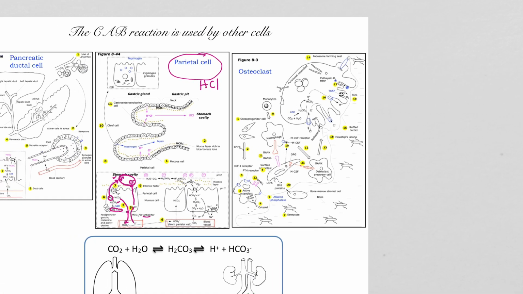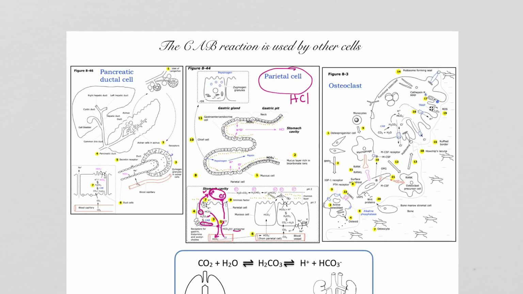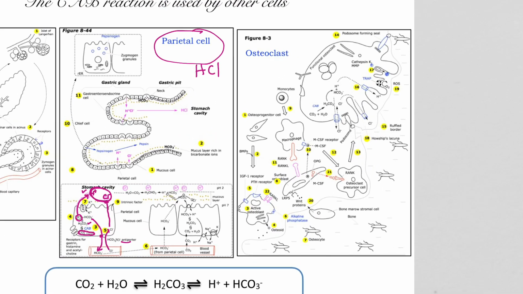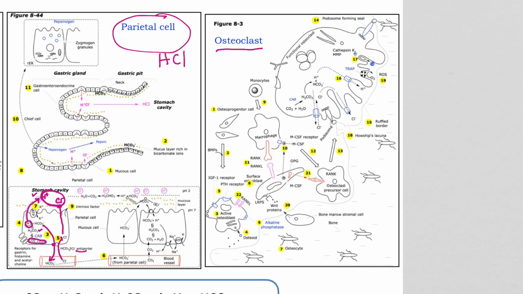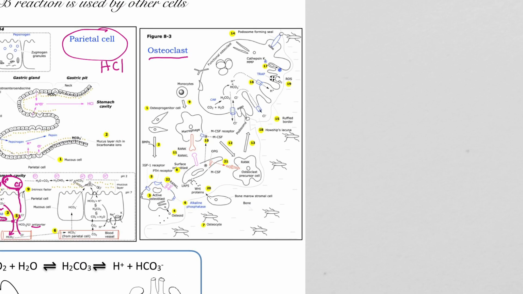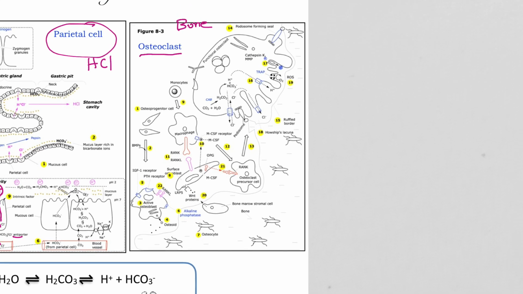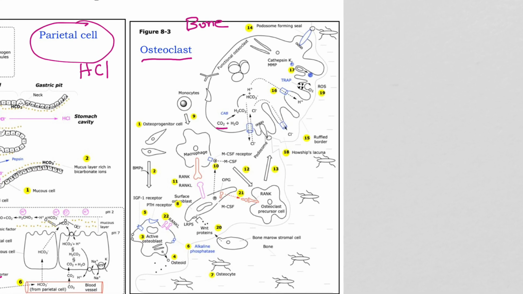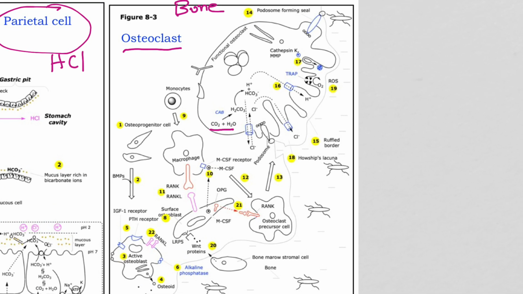So besides red blood cells, pancreatic ductal cells, and parietal cells, there is another specialized cell, and that's the osteoclast that is found in bone. This is one of the specialized cells in bone that also uses this reaction. So we can see here carbon dioxide plus water in the presence of carbonic anhydrase, which catalyzes the reaction to give you carbonic acid, which then breaks down to give you protons, acid, plus bicarbonate. Bicarbonate is exchanged for chloride. So chloride enters and the bicarbonate is released.